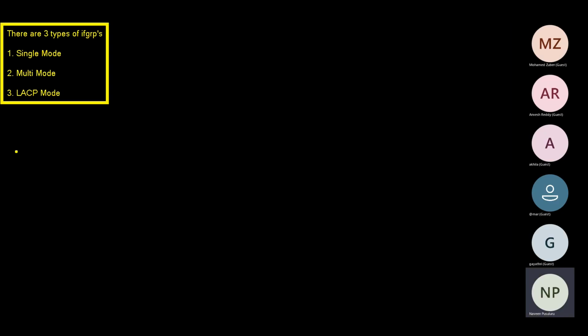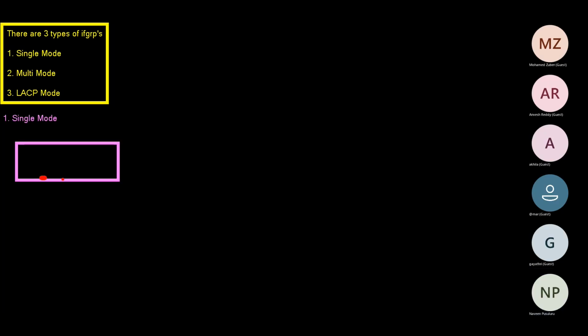Now first let's talk about single mode. Single mode. So let's assume that I have a controller and I have two ports on top of this controller.